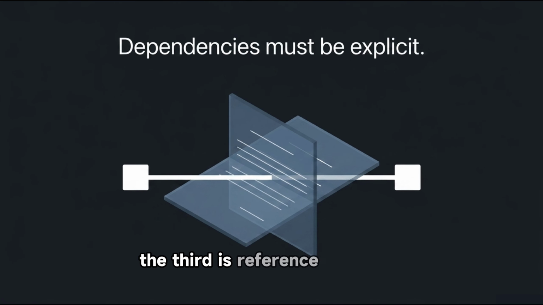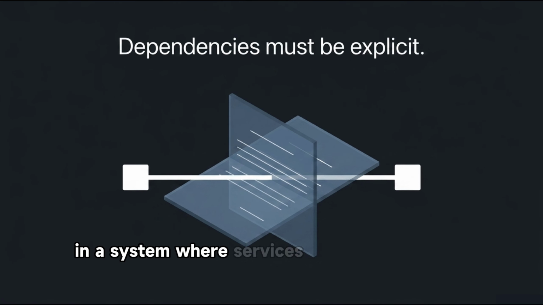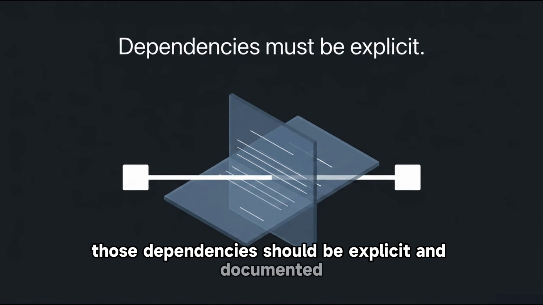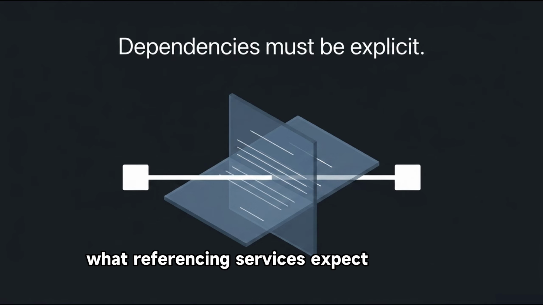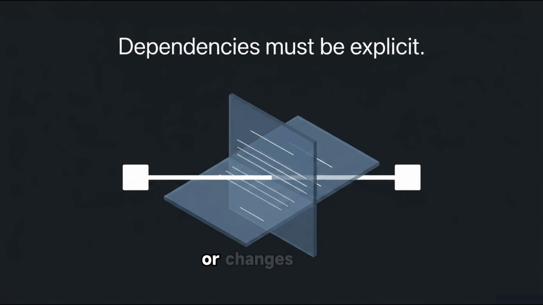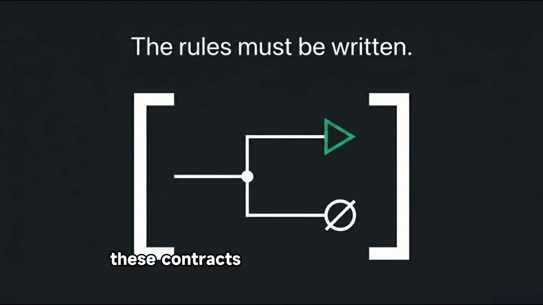The third is reference contracts. In a system where services hold references to entities owned by other services, those dependencies should be explicit and documented. Which service owns the entity? Which services reference it? What do referencing services expect to happen when the entity is deleted or changes state? These contracts rarely exist by default. They need to be created deliberately. But they convert an implicit assumption into a visible dependency, and visible dependencies can be monitored, versioned, and enforced.